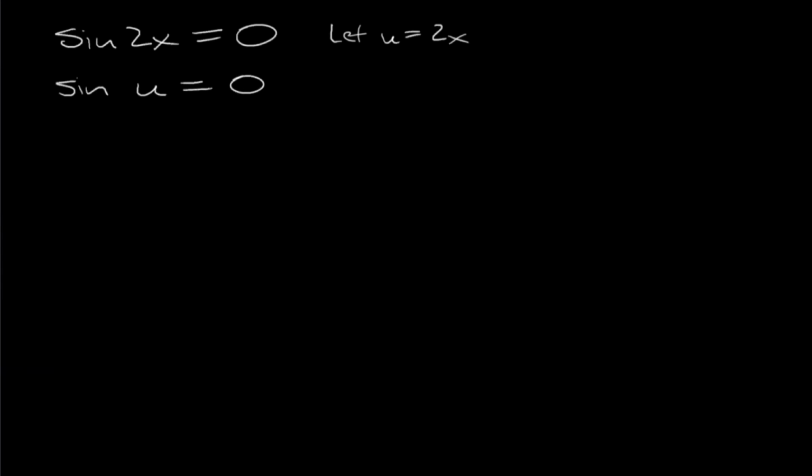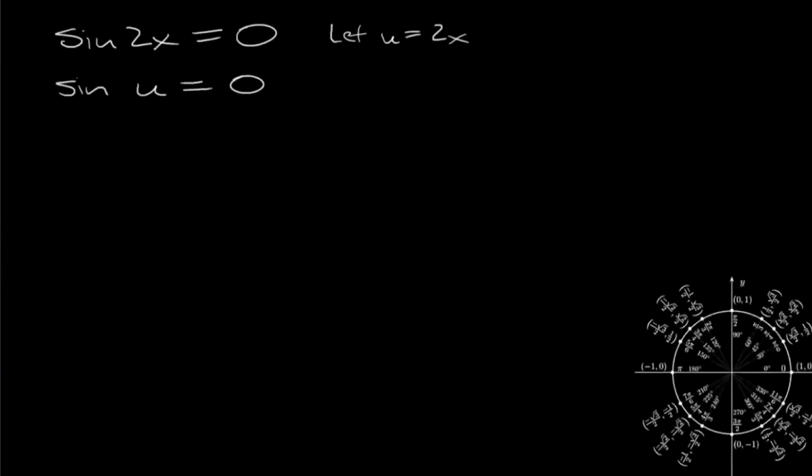So we have now sine of 2x equals 0. And the easiest way to solve this is to let u equal 2x. And so I just have sine of u equals 0. And then I could go to my unit circle and I could find the places where sine is 0. And sine depends on y. So there's a 0. And there's a 0.